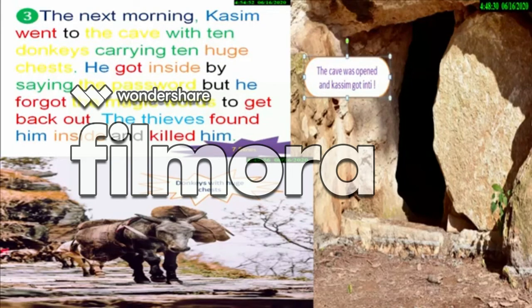Let us repeat again. The next morning, Qasim went to the cave with 10 donkeys carrying 10 huge chests. He got inside by saying the password, but he forgot the magic words to get back out. The thieves found him inside and killed him.